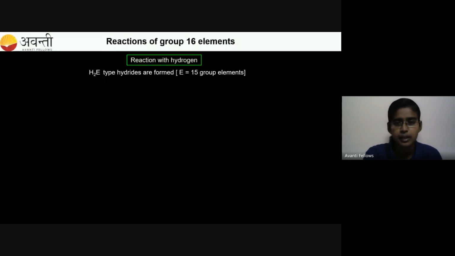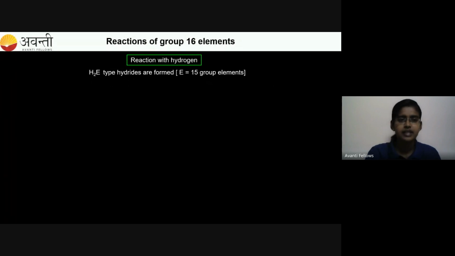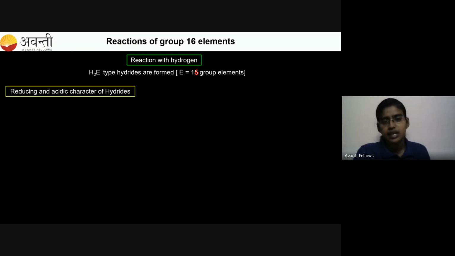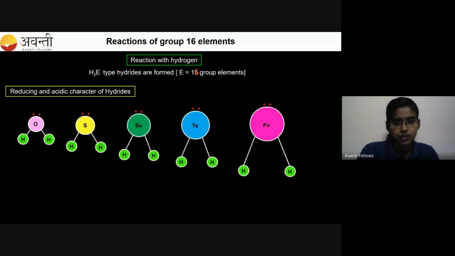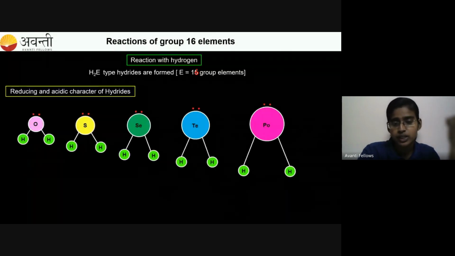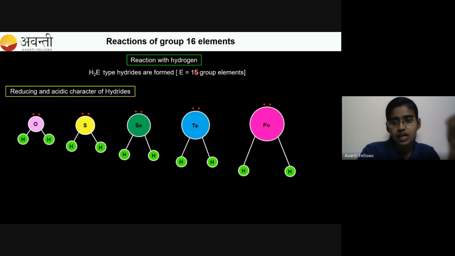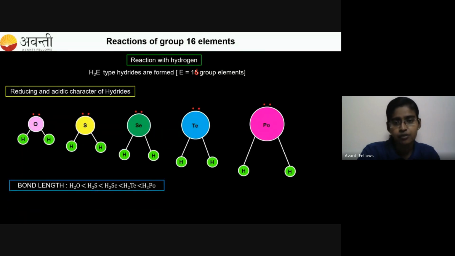discuss the reducing nature. This is actually group 16. Okay, group 16. So the reducing and acidic character of hydrides. So what is reducing? The removal of hydrogen, right? So you can see from the diagrams that the bond length between the group 16 element and hydrogen is increasing, because the size of the element increases, so the bond length also increases. If the bond length increases, it follows this order.